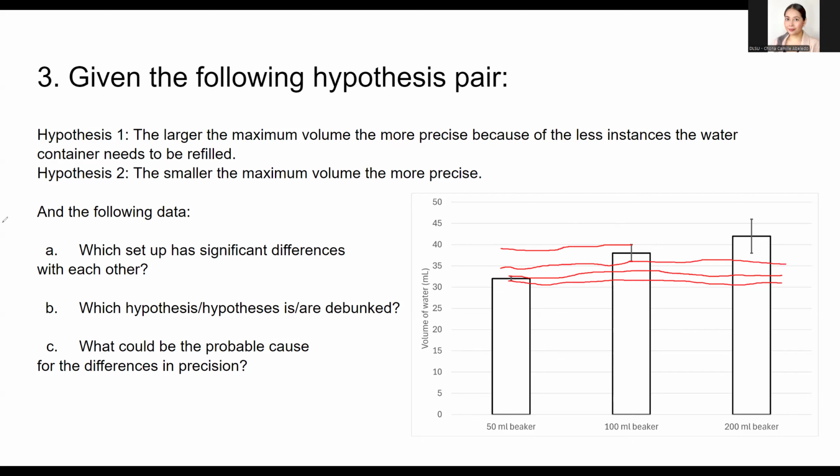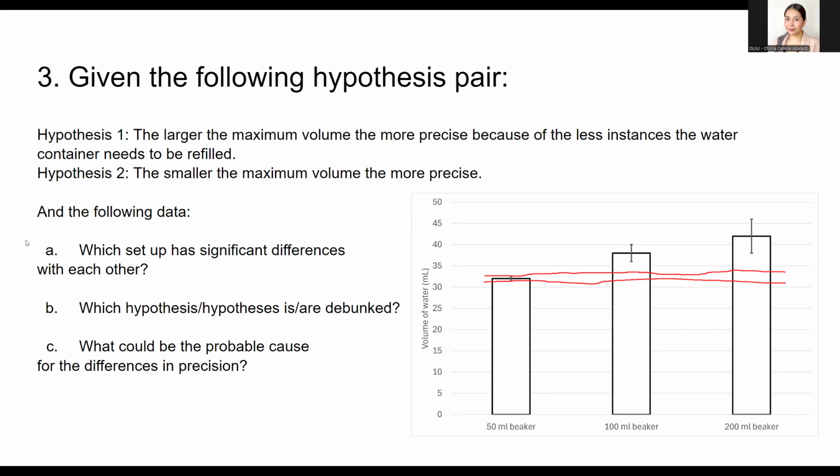However, if the error bars are not overlapping, then it means there is a significant difference. So tingnan lang natin yung extension ng error bar ng 50 ml beaker. As you can see, hindi siya tumatama sa error bar ng 100 ml beaker at 200 ml beaker. Dahil hindi niya natatamaan yon, the 50 ml beaker has a significant difference with the 100 ml beaker, and the 50 ml beaker has a significant difference with the 200 ml beaker.